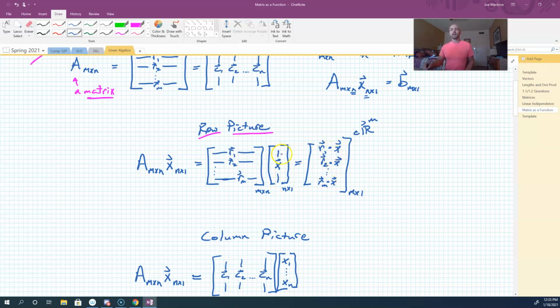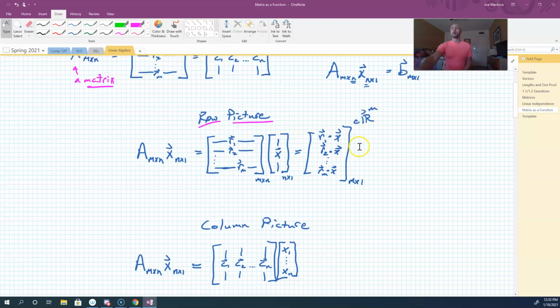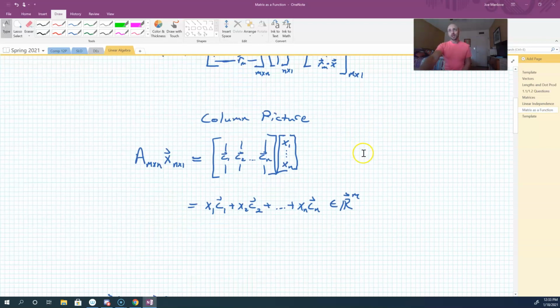Now, this x is an N by 1 vector, and the rows each have N entries, so they are also N by 1 vectors, which means that these dot products are going to work, and they're going to result in a scalar. Each one results in one scalar, so I'll have M of them, which makes an M by 1 vector. Now the column picture is kind of the same thing but sideways.